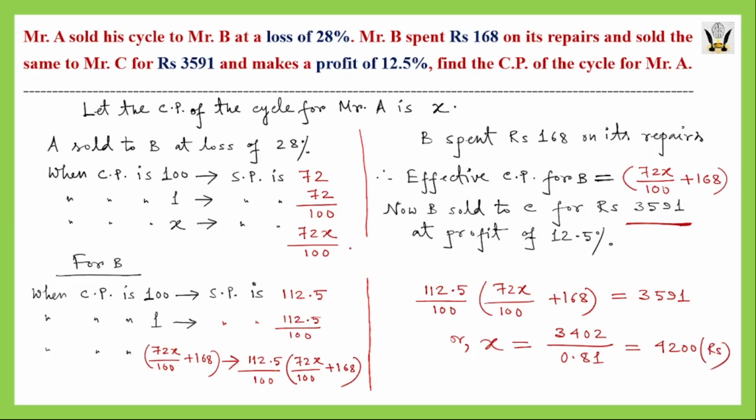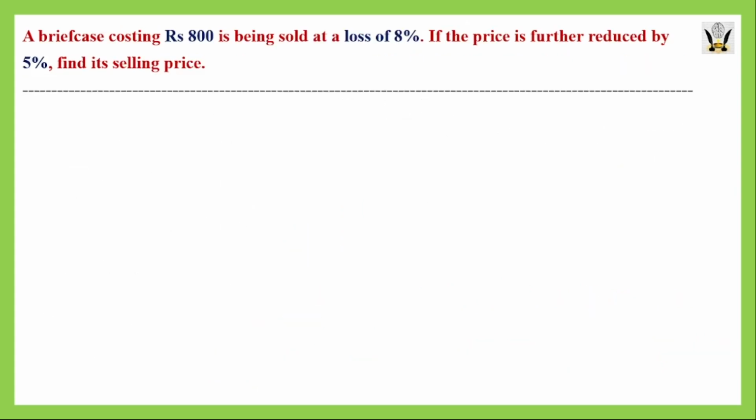And what was x? X was the cost price of the cycle for Mr. A, and that's what we wanted to find. So the cost price of the cycle for Mr. A is 4200 rupees.